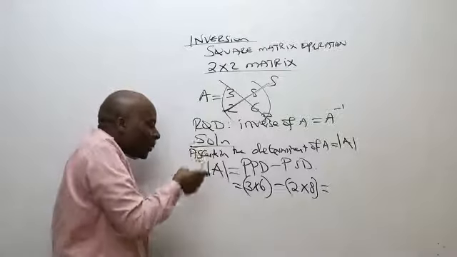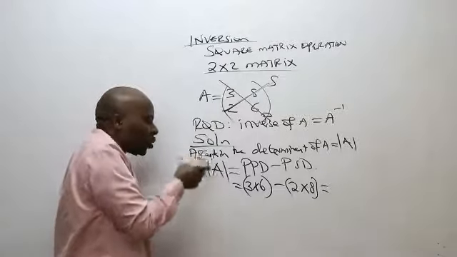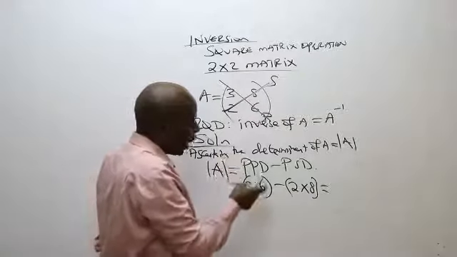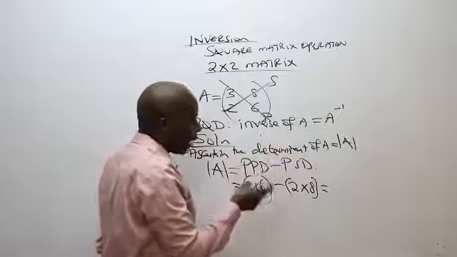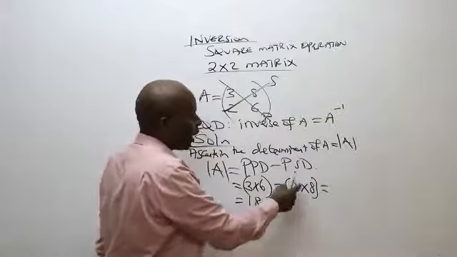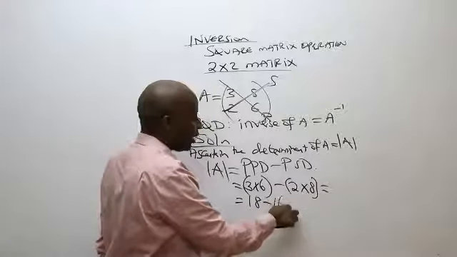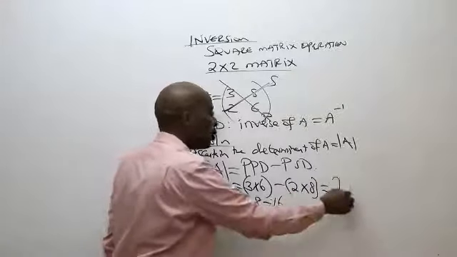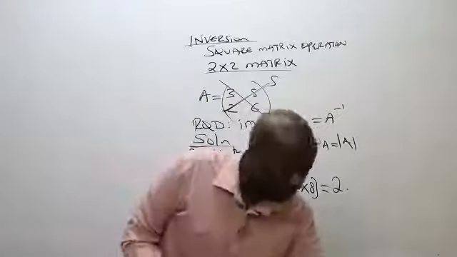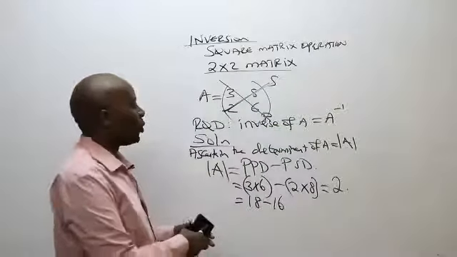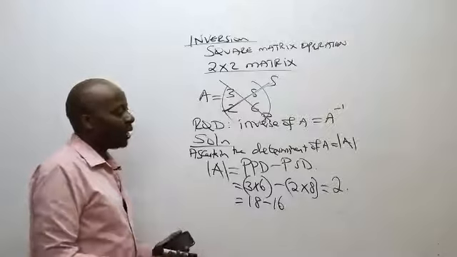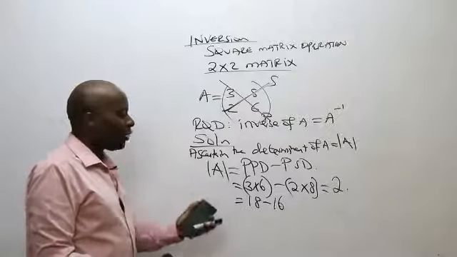So anytime we talk about the determinant of a matrix A, determinant equals product of primary diagonal minus product of secondary diagonal. So we have here 3 times 6, which is 18, minus 2 times 8, which is 16. So this gives us a determinant of 2. So you ascertain the determinant of A, and this is how we get the determinant of A.